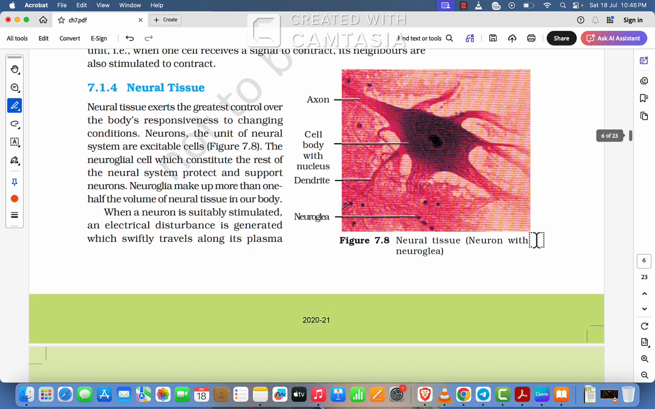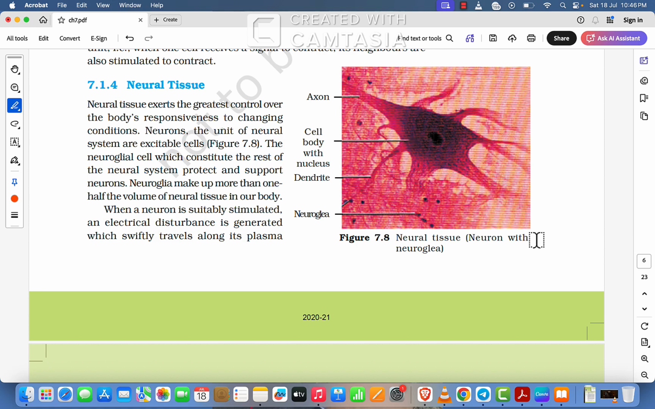Neural tissue. Neural tissue exerts the greatest control of the body's responsiveness to changing conditions. Neurons, the unit of the neural system, are excitable cells. The neuroglial cells, which constitute the rest of the neural system, protect and support neurons. Neuroglia make up more than one-half the volume of neural tissue in our body.